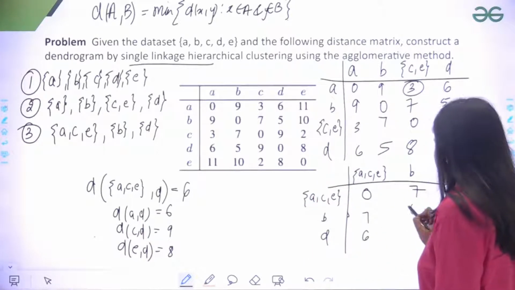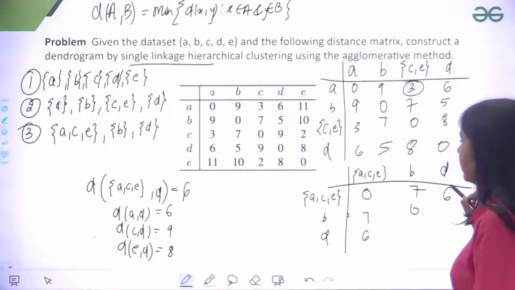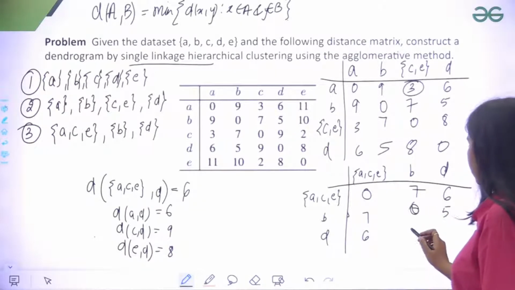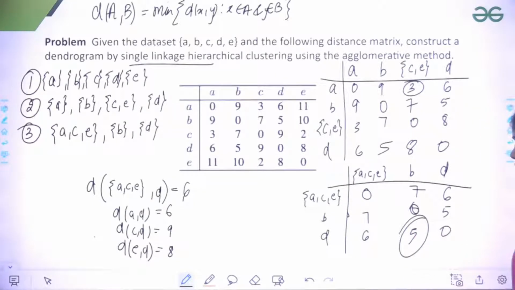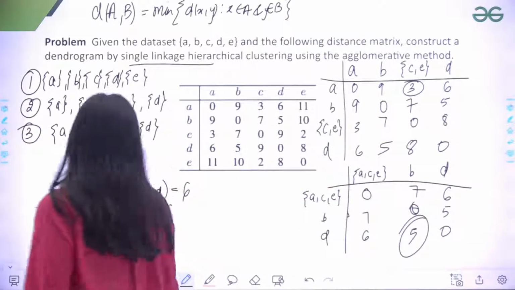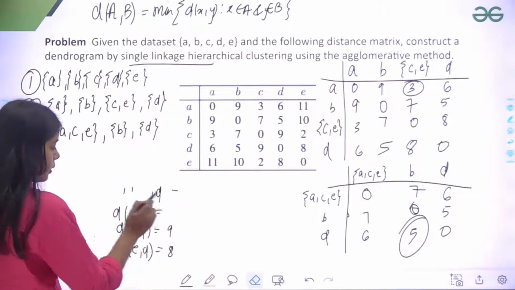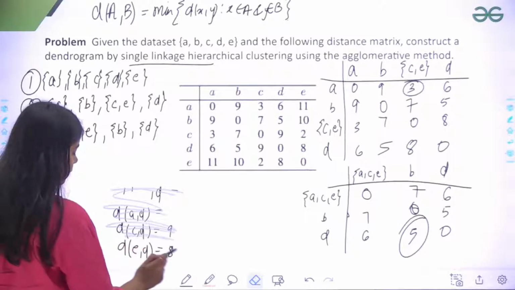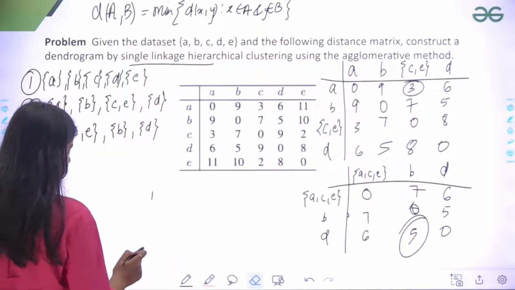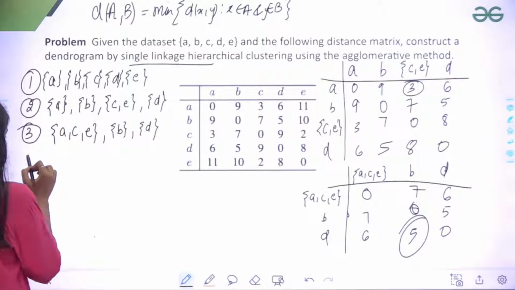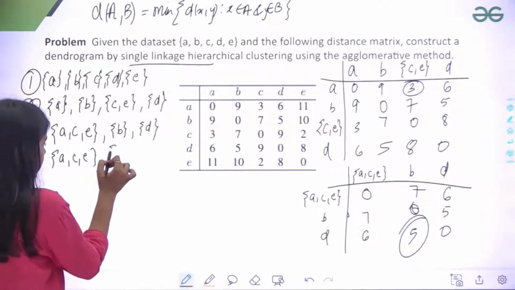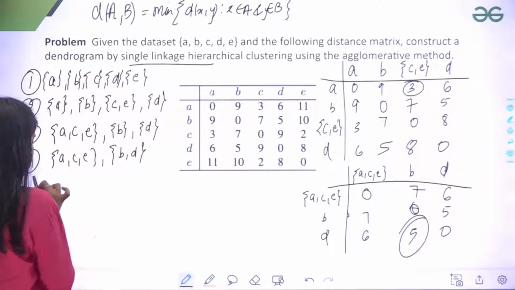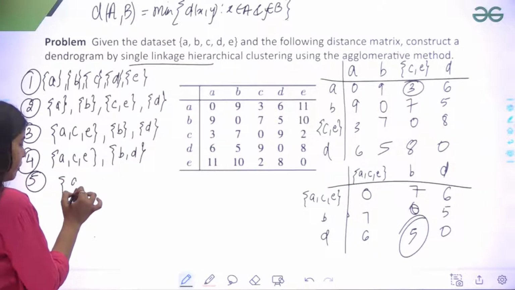0, 7, 6. Distance of B with B is 0. Distance of B with D is 5. Right? And distance of D with B is 5 and this is 0. What is the minimum distance? 5 is the minimum distance. So that means I can combine B with D in the next clustering. In the next clustering, I'll get A comma C comma E and B comma D. Right? These two get combined.